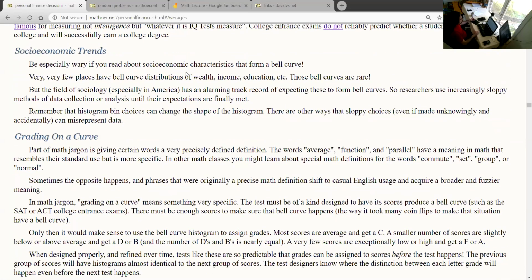Socioeconomic trends are also like that. There are very, very few places in the world where distributions of wealth or income or education are actually bell curves. So if somebody is trying to do a report on Eugene education and their article in the newspaper has some bell curves in it, then that is an alarm bell. Something is suspicious. It is like what we just mentioned with the SAT, where they somehow were picking what to measure in a way that formed a bell curve, but that probably means it's not actually measuring what they started out wanting to measure.